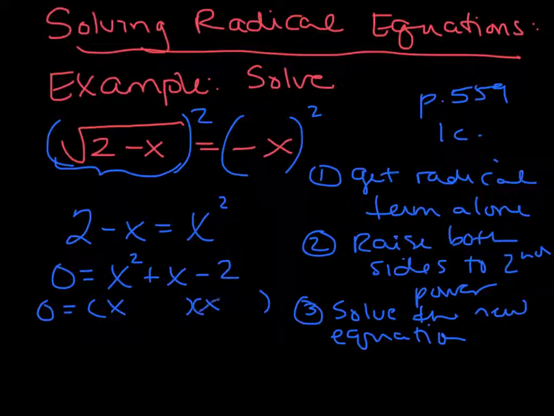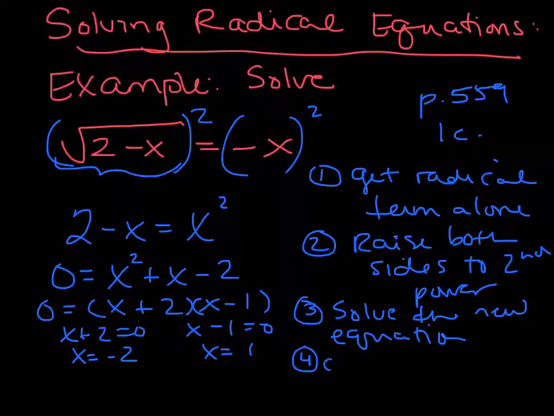So I think if we do 2 and 1, and we make the 2 positive, the 1 negative, we're in good shape for that. And if I solve that, I get x equals 1, and I get x equals negative 2. Okay, so then my last step on this is I have to check for extraneous roots.